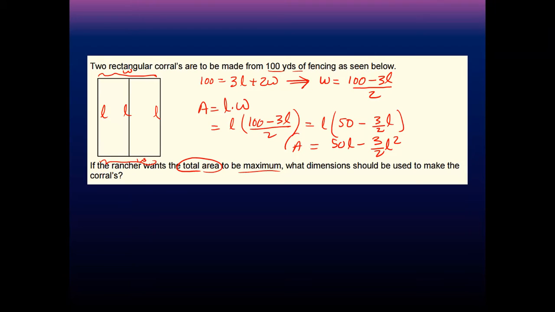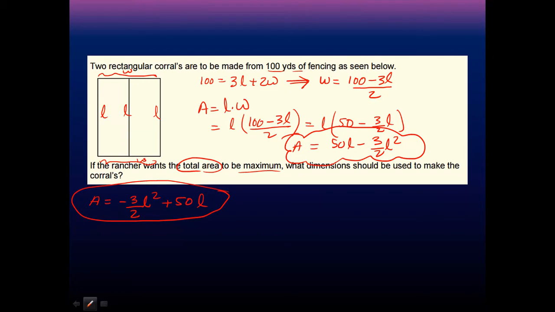Now this is the formula for the area. Now look at this formula for the area of the rectangles. I'm going to write it like this. Negative 3 over 2L squared plus 50L. Okay, that's the area. Now we want this area to be maximized. Now, the first thing is you have to understand what this is saying. This is not an equation. This is a function. Okay.